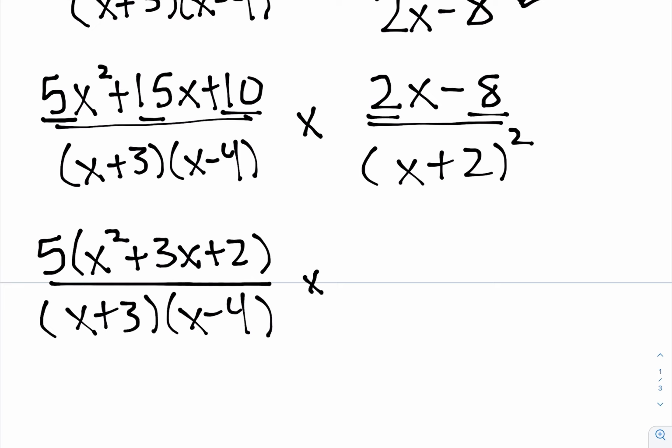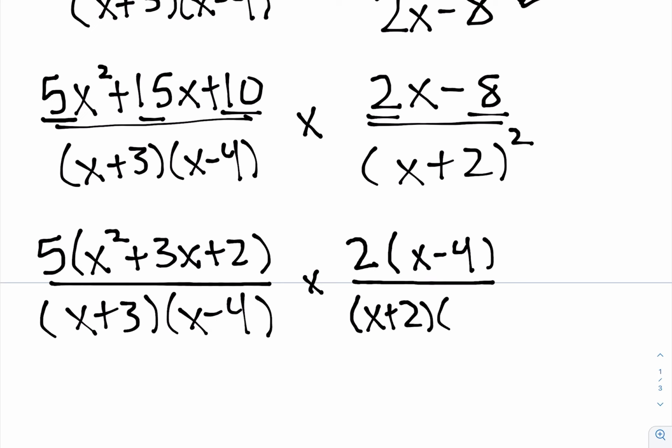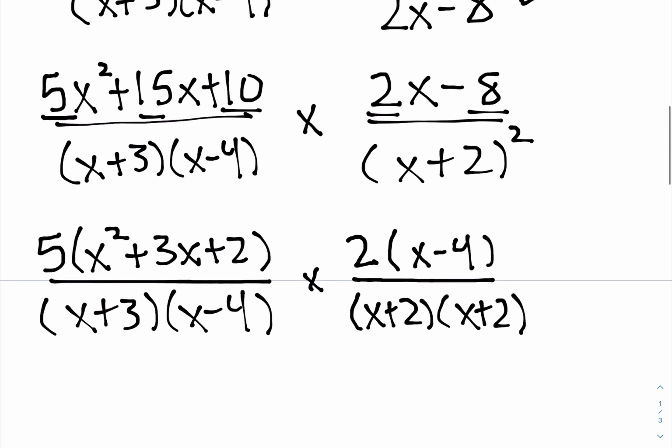I see a common factor of 2 for the top right. They both have 2 in it, so I'm going to factor that out. That's going to be x minus 4, right? Because if I distributed this 2, I could just get 2x minus 8 back. And now it's over x plus 2, which is already in factored form. I'm just going to rewrite it as x plus 2 times x plus 2, so it's a bit easier to cross things out once we factor the top left here.